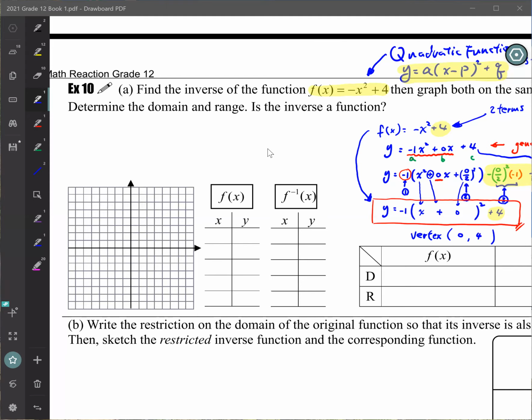Okay. How about you? The Q. Okay, PQ. PQ is for the vertex. So Chris, what controls open up or down?